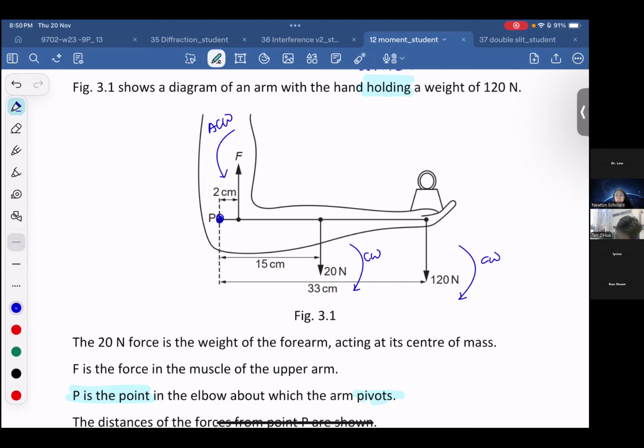Yes, Crystal correct. How about others? For question A, anti-clockwise moment equals clockwise moment. So anti-clockwise is due to the F. Clockwise is due to the 20 and 120. Emily, correct.